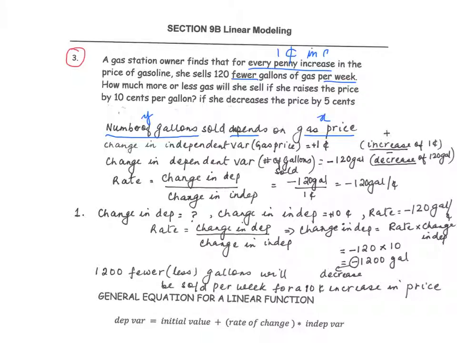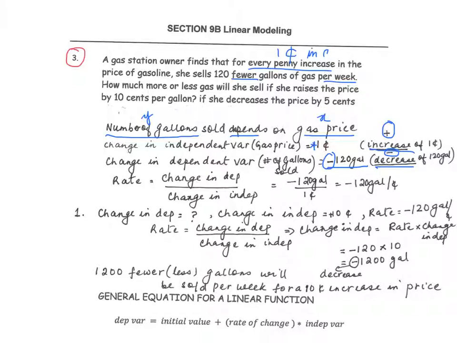The change in gas price, which is the change in the independent variable, is equal to 1 cent. It's positive 1 cent because it's an increase. So increase is always denoted by positive, an increase of 1 cent. The change in the dependent variable, the number of gallons sold, is a decrease of 120 gallons. So a decrease is always denoted by a negative sign. Notice that the change in the gas price, the change in X, is positive. The change in the number of gallons sold is negative.